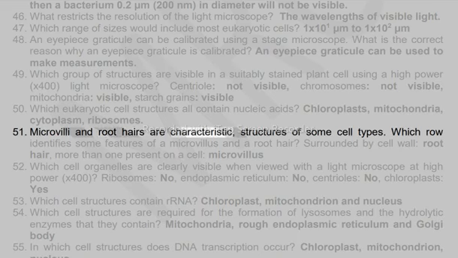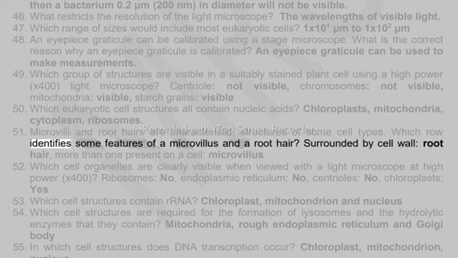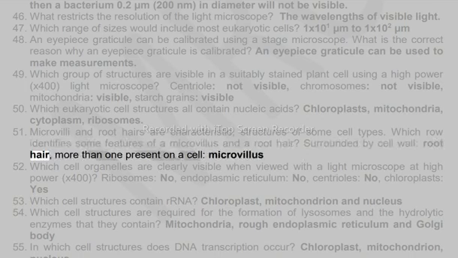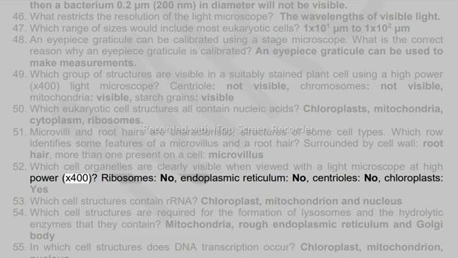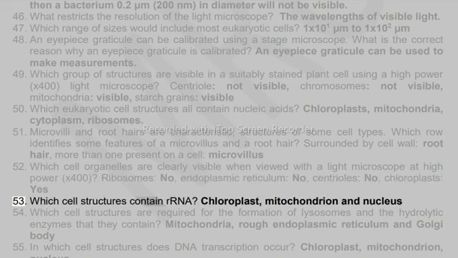51. Microvilli and root hairs are characteristic structures of some cell types. Which row identifies some features of a microvillus and a root hair? Surrounded by cell wall, root hair. More than one present on a cell, microvillus. 52. Which cell organelles are clearly visible when viewed with a light microscope at high power, x400? Ribosomes, no. Endoplasmic reticulum, no. Centrioles, no. Chloroplasts, yes.